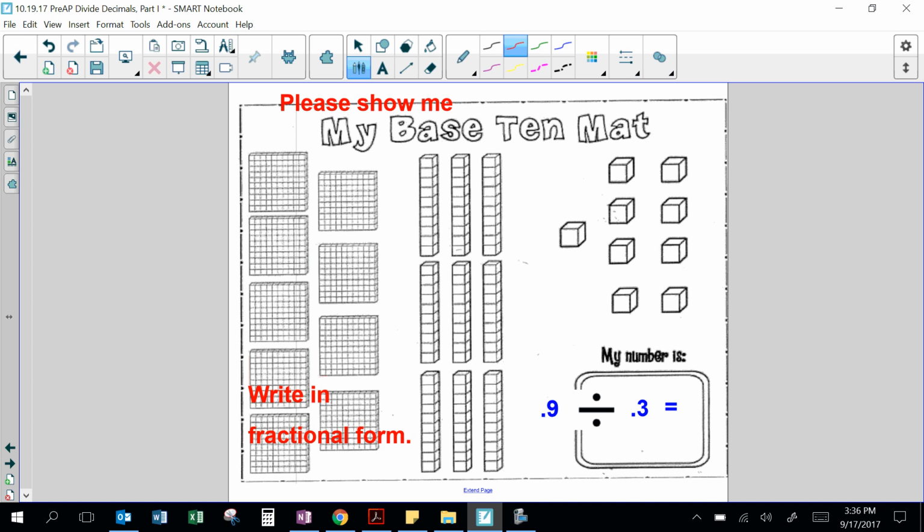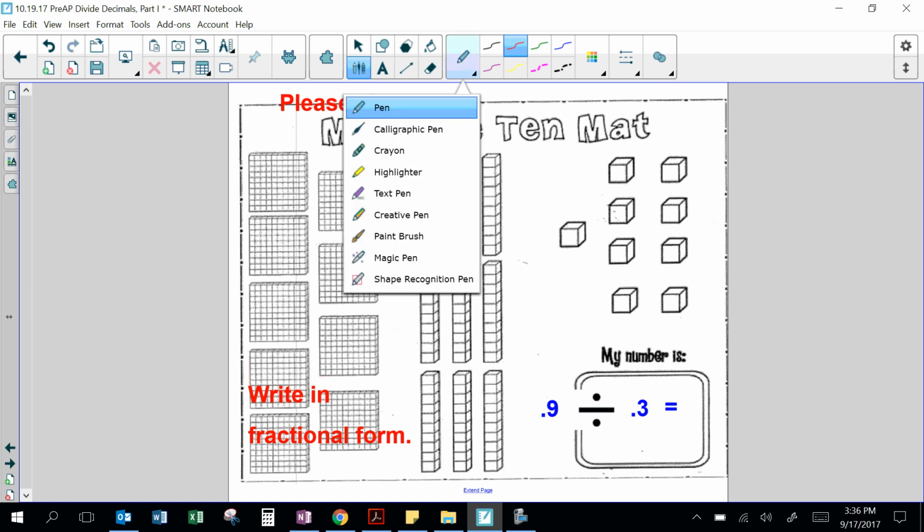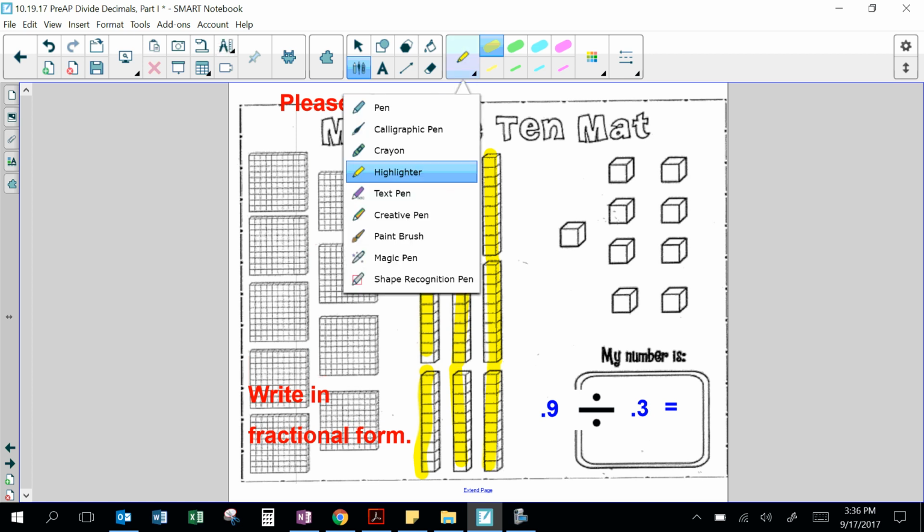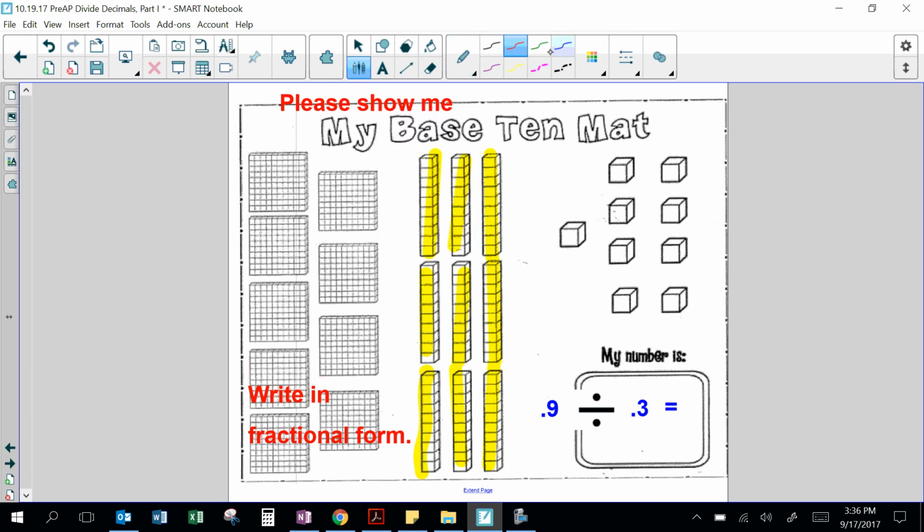Let's look at another example. We have 9 tenths divided by 3 tenths. So let me shade in 9 tenths. 1, 2, 3, 4, 5, 6, 7, 8, 9 tenths. I need to divide this into groups of 3 tenths. One group, two groups, three groups. So the answer is 3.